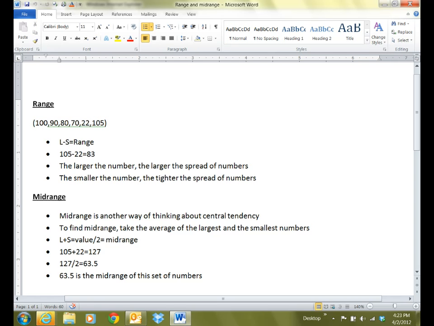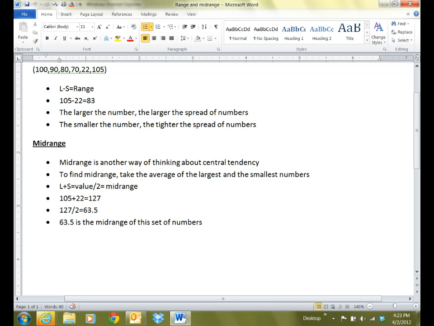What's notable is what happens with that information. So if you have a large range, then you have a looser spread of the numbers within a given data set. And the reverse of that is true as well. If you have a smaller range, then you're going to have a tighter spread of numbers within a given data set. And that does tell you something about the tendency within a given data set.